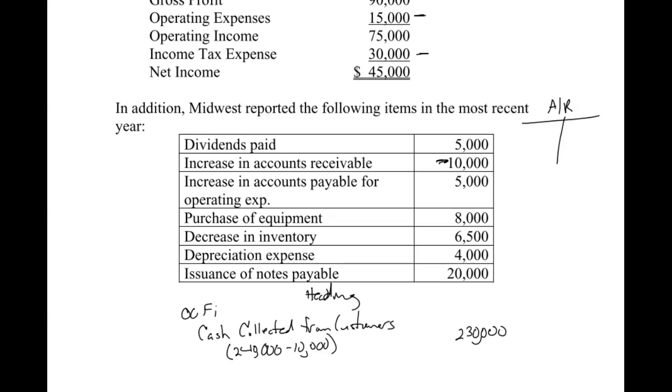This one just says it's an increase. All right, so it doesn't matter what numbers I choose. I'm going to say, okay, let's make it a $0 beginning balance and a $10,000 ending balance. That is an increase of 10,000. You can pick any 2 numbers that you want as long as it's an increase of $10,000.